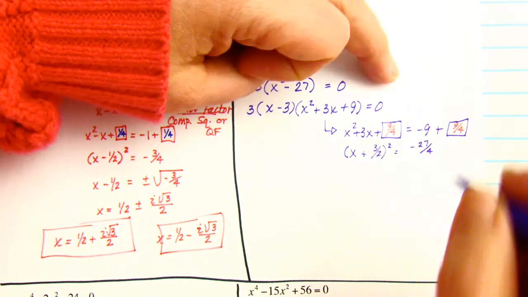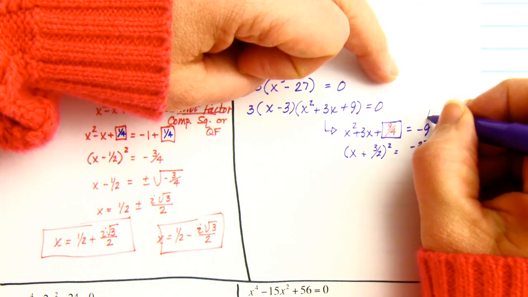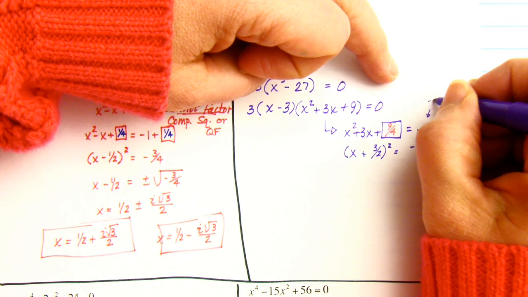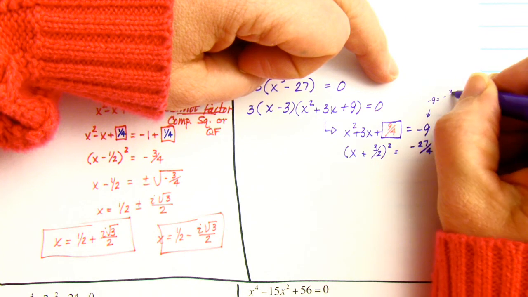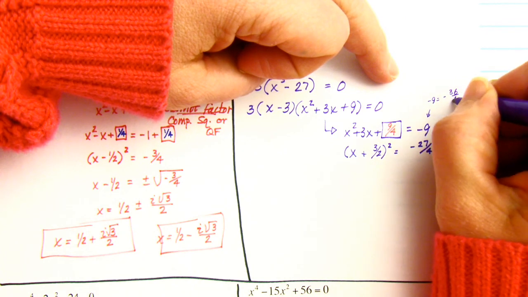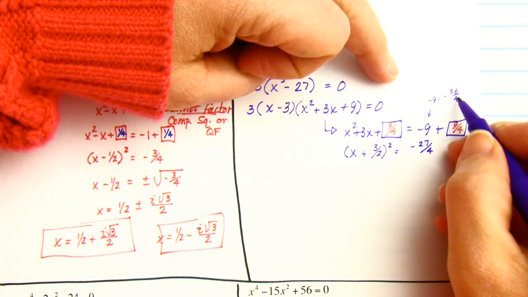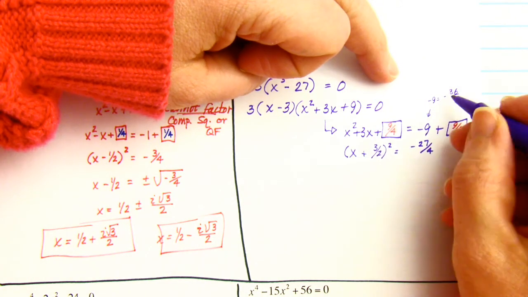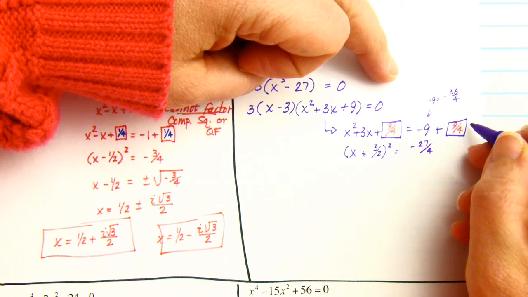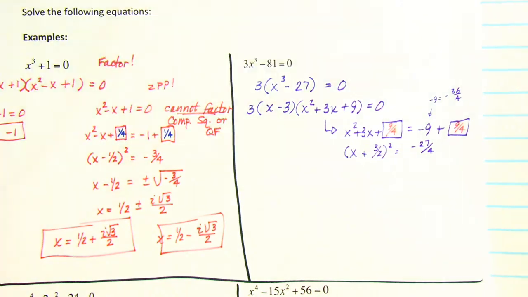Okay, so again, remember you had to get a common denominator. This negative 9 is negative 36 over 4, right? 36 divided by 4 is 9. So negative 36 fourths plus 9 fourths is negative 27 fourths.